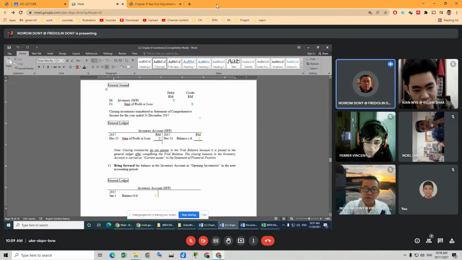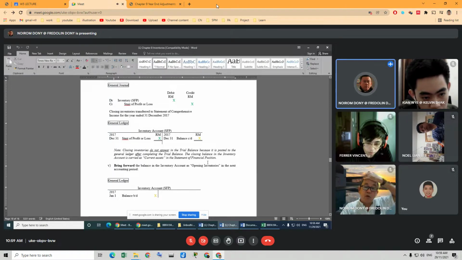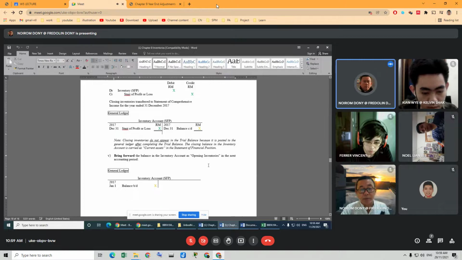Closing inventory does not appear in the trial balance because it is posted to the general ledger after completing the trial balance. After we complete the trial balance, then we do the stock counting. So that's why it is not attached in the trial balance. The closing balance in the inventory account is carried as a current asset in the statement of financial position. Bring forward the balance in the inventory account as opening inventory in the next accounting period.